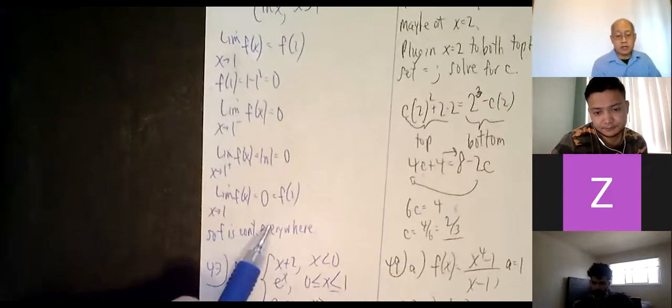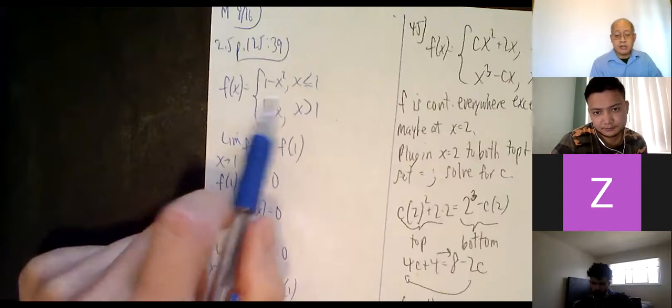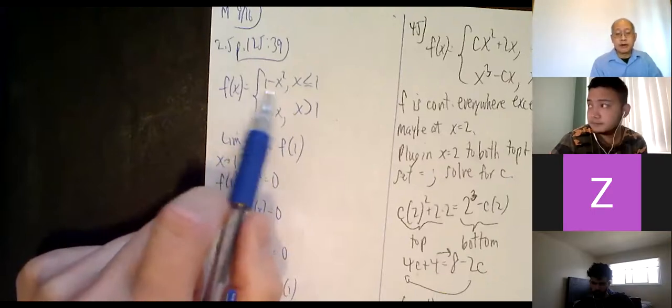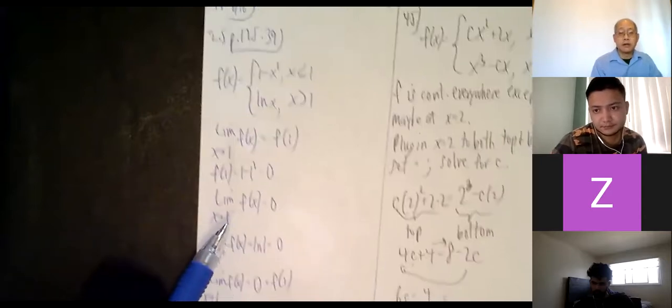So therefore, f is continuous everywhere. We don't need to check all the other infinitely many numbers, because for all the other numbers, this is fine, and this is also going to be fine, right?